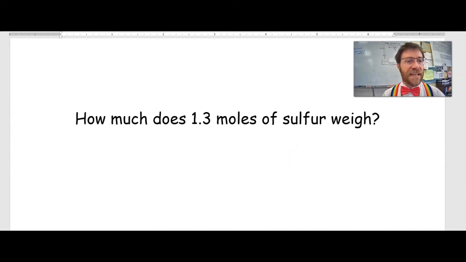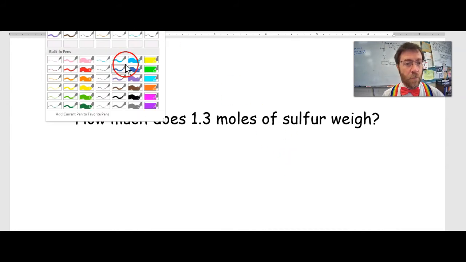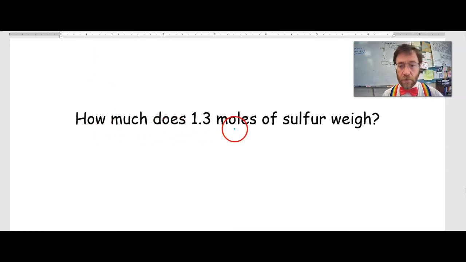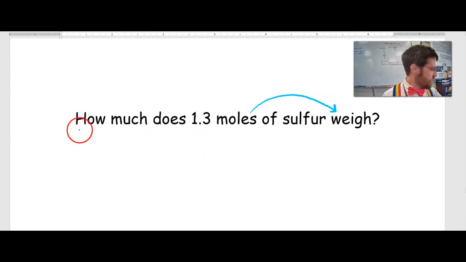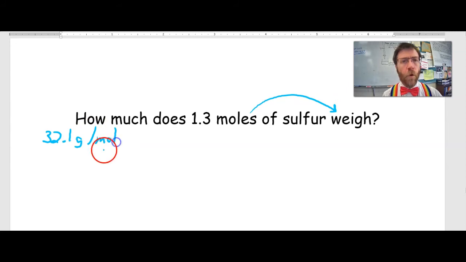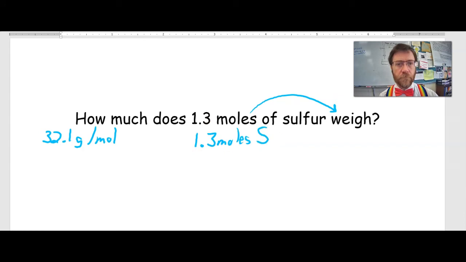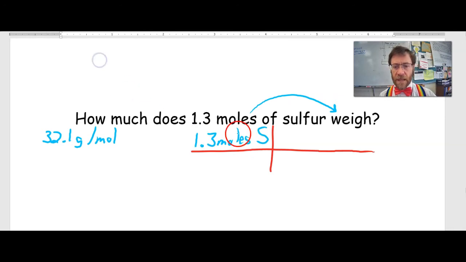So how much does 1.3 moles of sulfur weigh? Well, guys, we're going to do the exact same thing that we did almost every other time. First thing we're going to do, let me see how much. Okay, so I'm going to go from moles to mass, right? And it's going to be sulfur. So if I look up sulfur, sulfur is 32.1 grams per mole. And I'm starting with 1.3 moles.